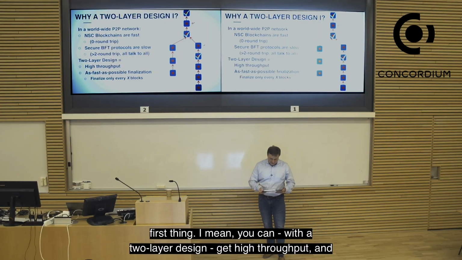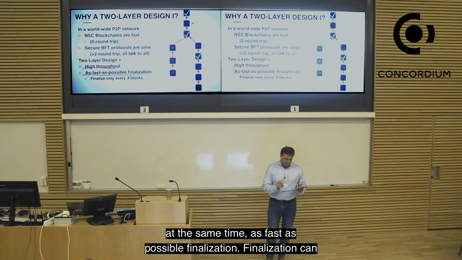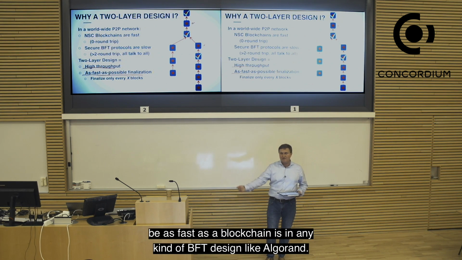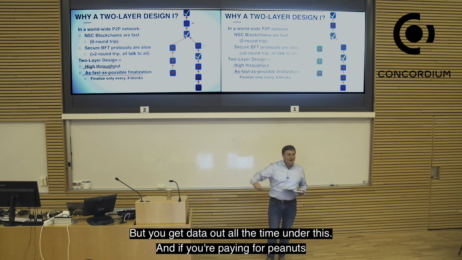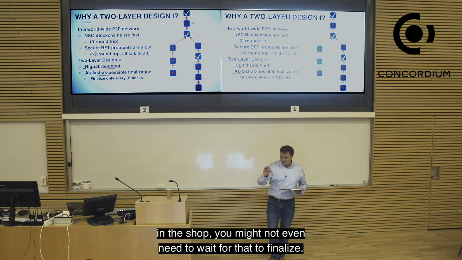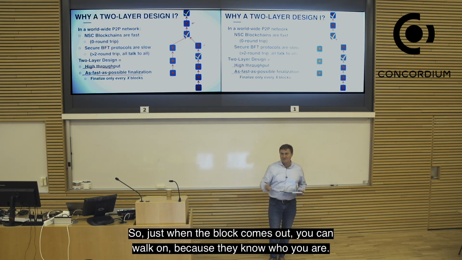I mean, you can, with a 2-layer design, get high throughput and at the same time as fast as possible finalization. Finalization can be as fast as the blockchain is in any kind of BFT design like Algorand. But you get data out all the time nonetheless. And if you're paying for peanuts in the shop, you might not even need to wait for that to finalize. So just when the block comes out, you can walk on because they know who you are.